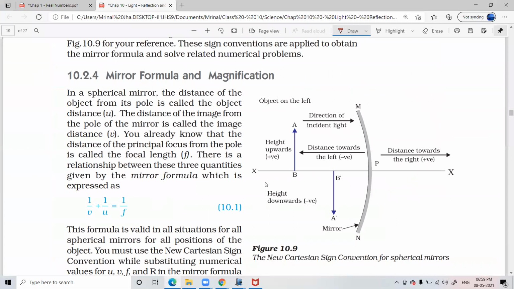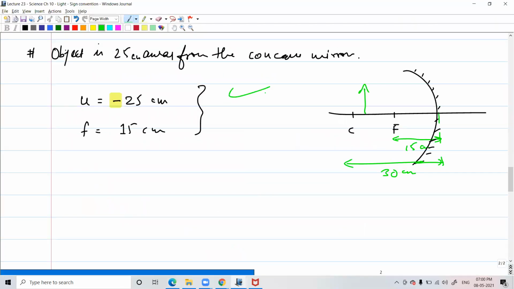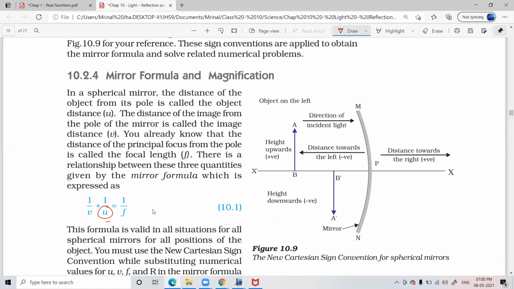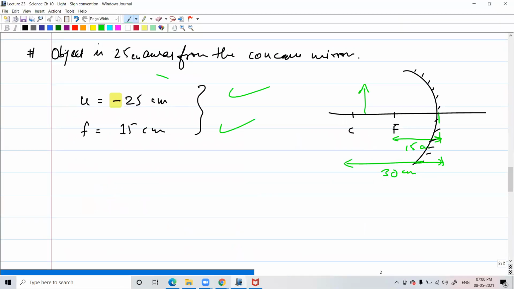Just now, yesterday also I showed you this formula, right? 1 by V, 1 by U, and 1 by F. This is a relation between the object distance, image distance, and the focal length. This is the relation which you have to remember. So if any two of the things are given, like in this problem, U is given and F is given, I should be able to find V. Can you people find it and tell me what is the V value for this particular case?